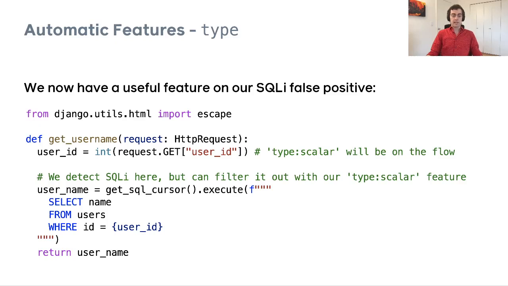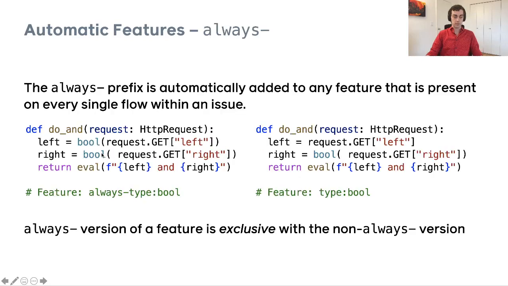So if we go back to that SQL injection example we had earlier, where the user-controlled data was converted to an int, now we have the type feature, which we could use to filter out issues like this, which are going to be less interesting to us.